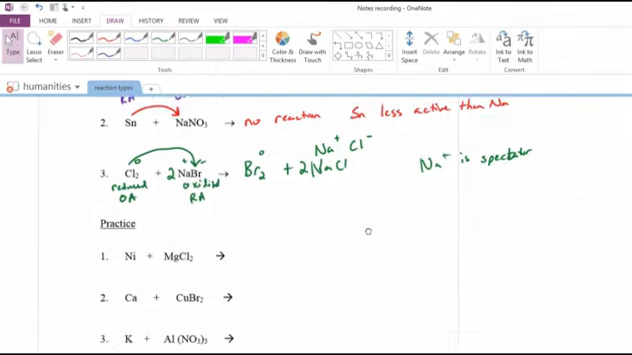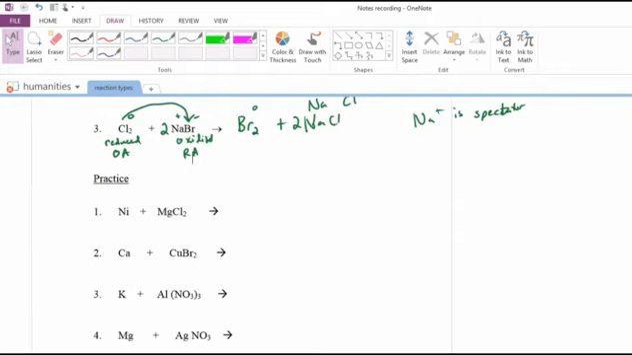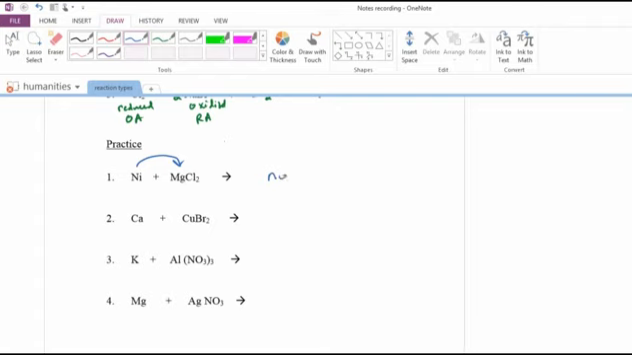So here are some. Pause this, try them, and then check the answers. Nickel would try to replace magnesium, but it's no reaction because nickel is less active than magnesium.